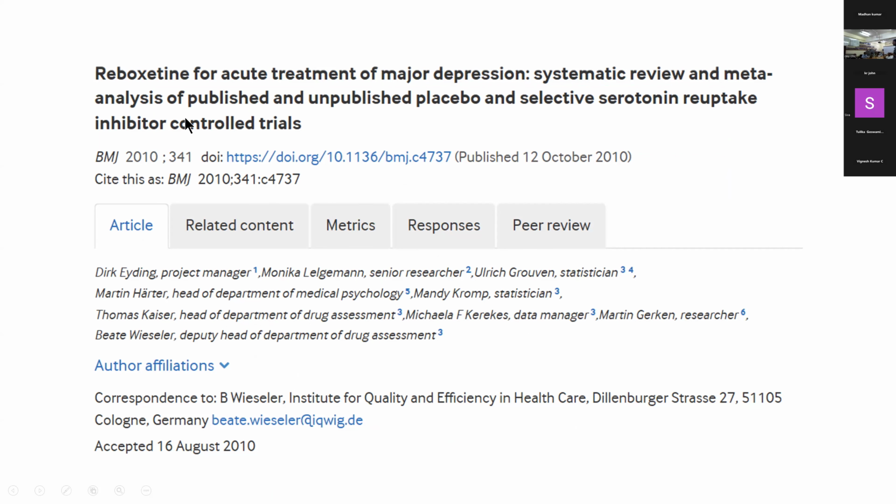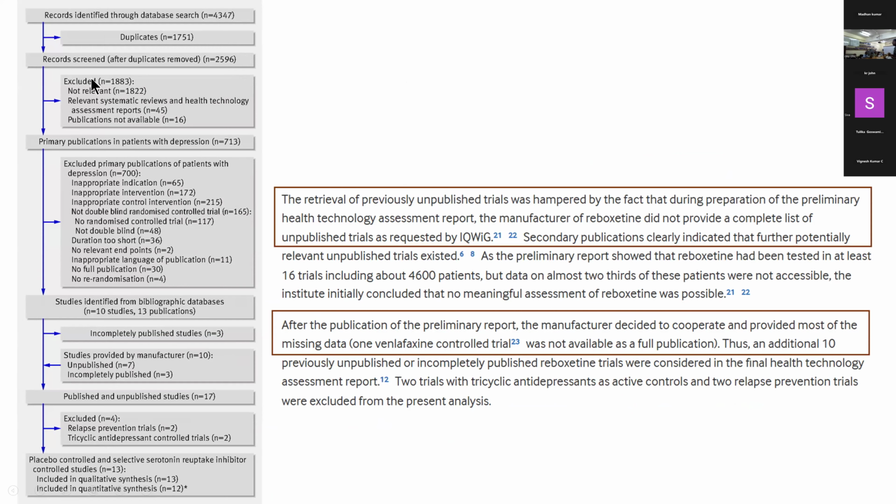There was this drug called reboxetine, which was actually recommended for acute treatment of major depression in the European countries. This was a systematic review published from Germany. They had realized that in America, the drug was not actually approved. The FDA had actually rejected it. So they did a systematic review to look at all the published as well as the unpublished data. They looked at 4,347 records identified after excluding duplicates and screened the records. They finally got about 10 studies from the bibliographic database.